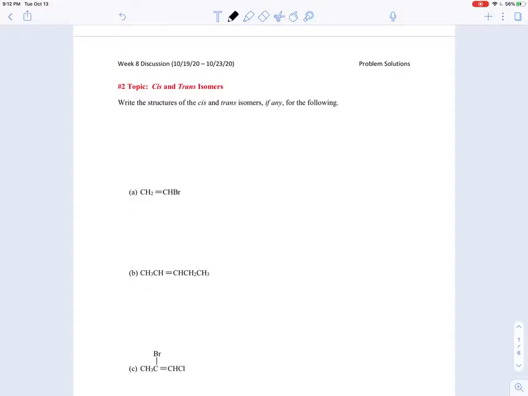Okay, so this is topic number 2 on week 8, and this question is about cis and trans isomers. Cis and trans isomers have something to do with the carbon-carbon double bond, and because of this nature, you have trigonal planar structures. So the attachments around the double bond are on the same plane.